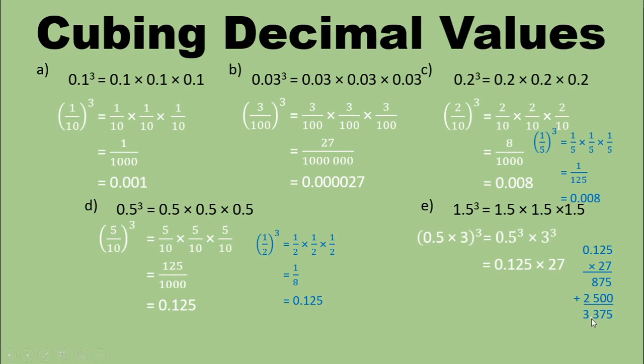Why did I place my decimal there? Look at the numbers I was multiplying out. There are 1, 2, 3 digits after the decimal point in the first number, and no numbers after the decimal point in the second number. So all together in this multiplication, there are 3 digits after the decimal point in the question. So there are 3 digits after the decimal point in the answer. So my answer is 3.375.